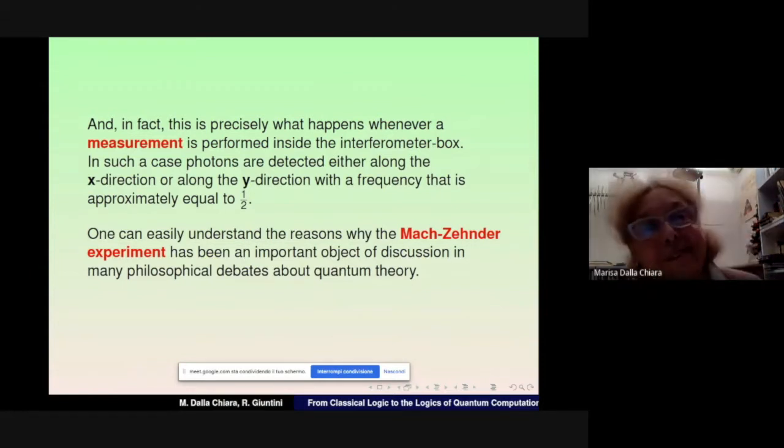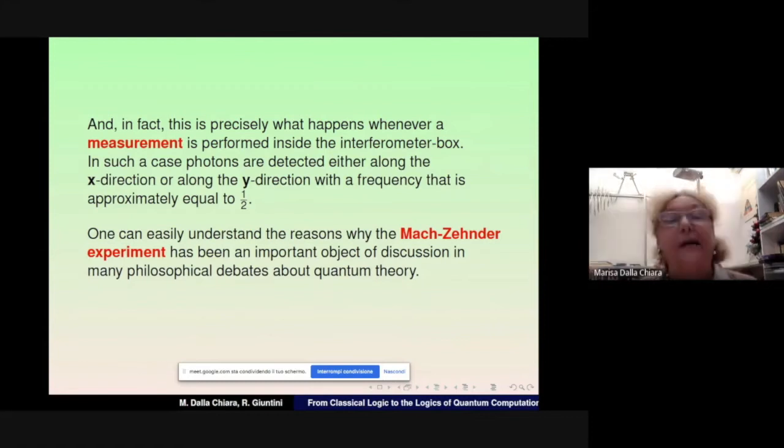And one can easily understand the reasons why the Mach-Zehnder experiment has been a very important object of discussion in many philosophical debates about quantum theory. But this is another story.